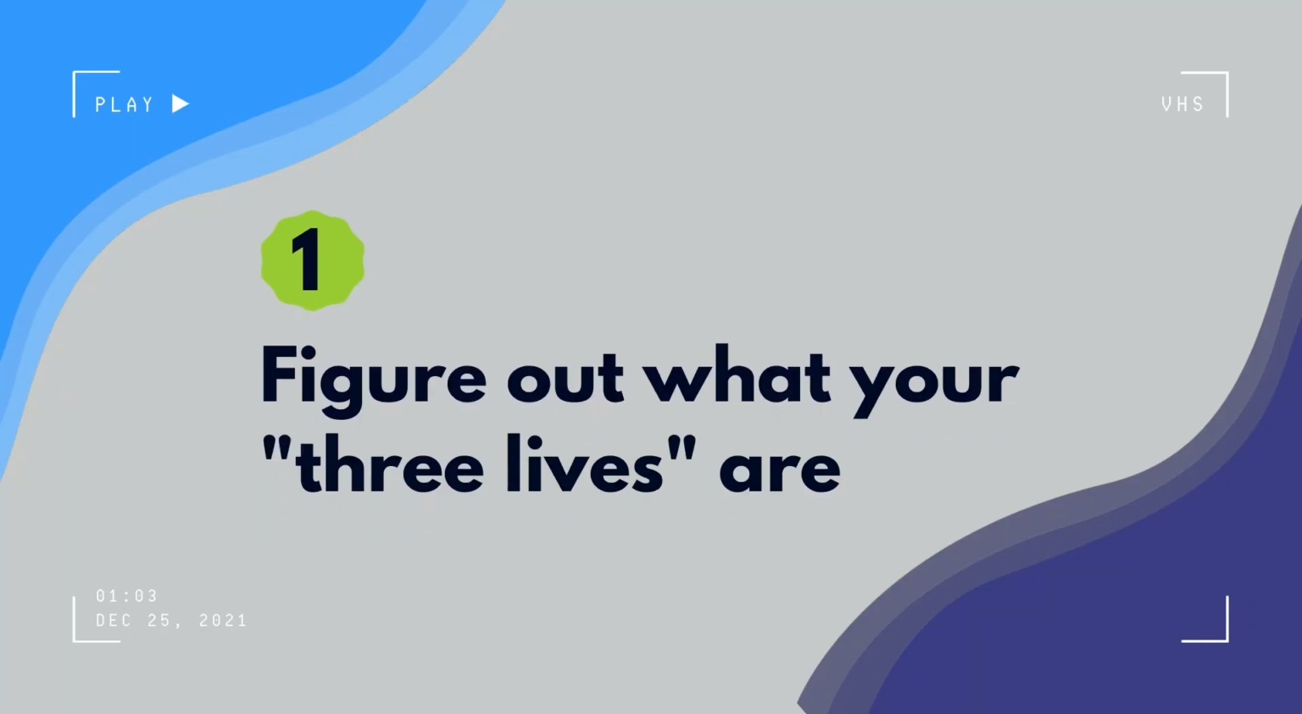The first thing you want to do is figure out what your 3 lives are. So these can be your job, your hobbies, or just whatever you spend a lot of your time doing. So if you're a parent, that can be one of them. Or if you spend a ton of time binging Netflix, that can be one of them. There are no rules here. A lot of creators have put a really funny twist on this trend by saying things like one of their 3 lives is tired person.